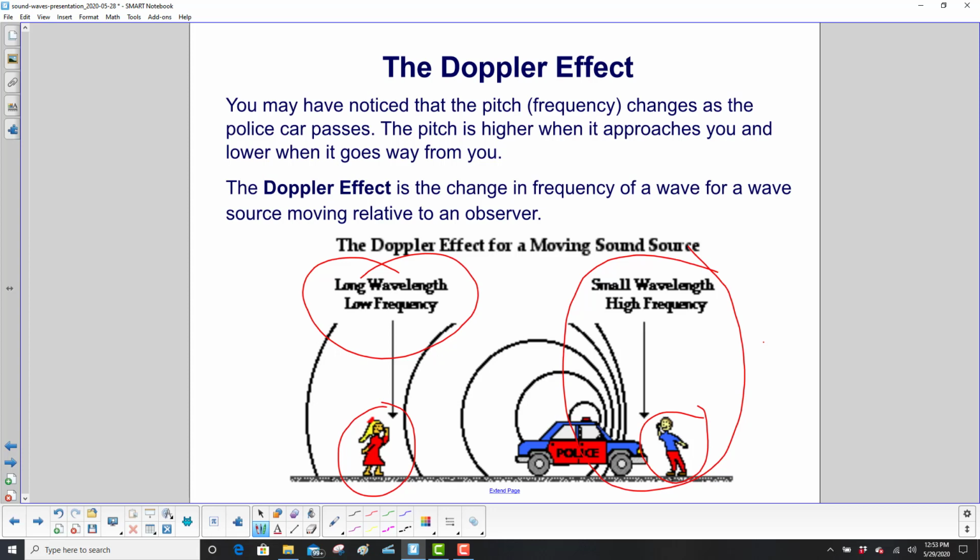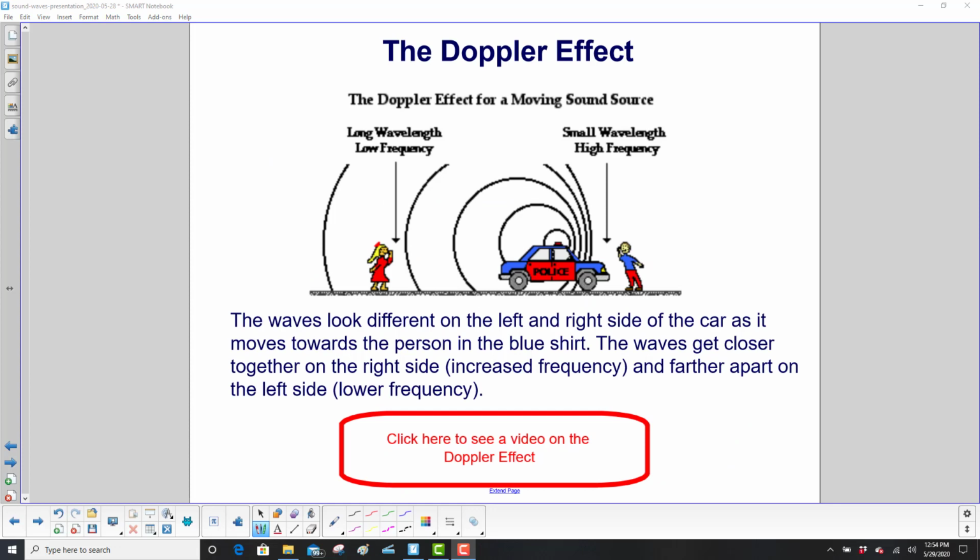That's the Doppler effect. It's the change in frequency of a wave for a wave source that is moving relative to an observer. You're the observer, the wave source is the police car. What's happening is that the waves look different on the left and right side of the police car as it moves towards the person in the blue shirt. The waves here are getting closer. Why? Because the police car is actually trying to catch up with them.